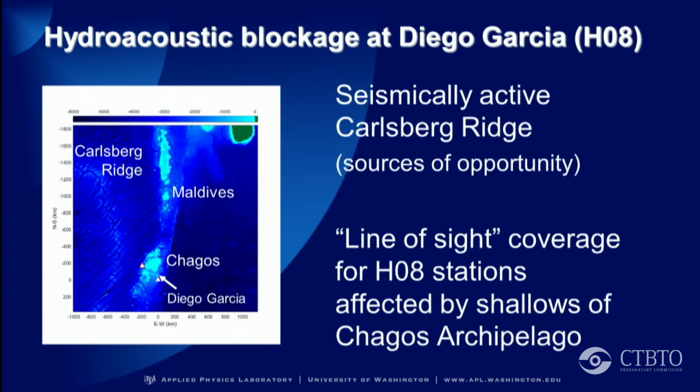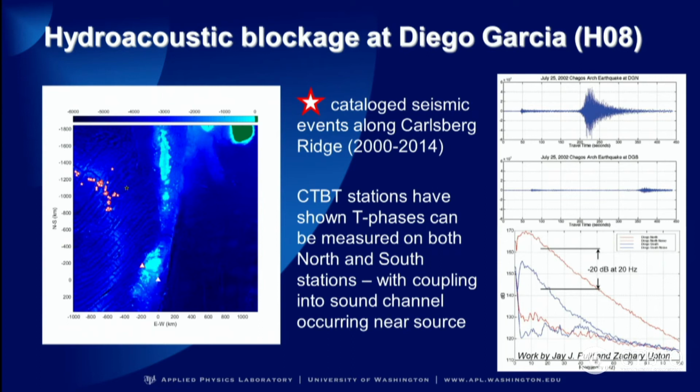So here is a catalog of seismic events that happen on the ridge over a little over a decade. And I'll just pick out a few of these here, but this is just the wealth of data that we have to actually investigate what happens when a sound crosses this ridge.